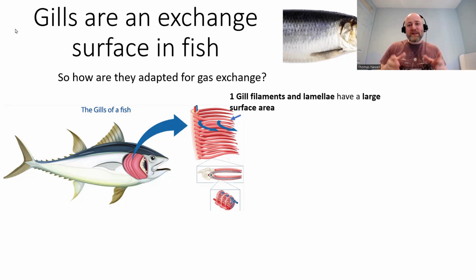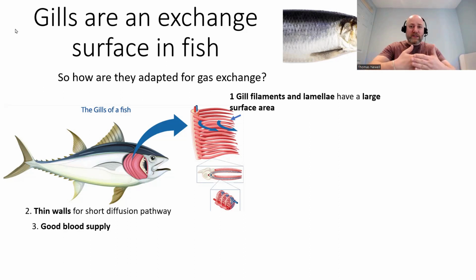And they have gill filaments and lamellae, which give them a large surface area. And this is instead of alveoli, which you would find in our lungs. But also, just like the alveoli, the gill lamellae and filaments have a thin wall, which allows a short diffusion pathway. So it's very quick for oxygen to move across the wall and into the fish's blood. But also, fish require a good blood supply. Just like our alveoli, the blood's got to be really close to the gills, and that way, it's a short way for the oxygen to get into the blood.